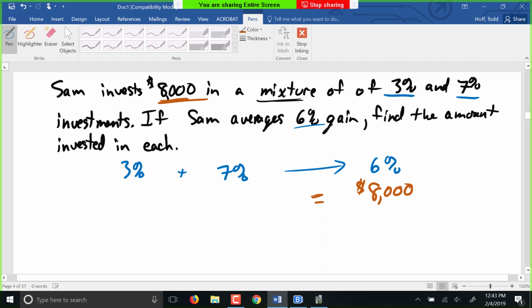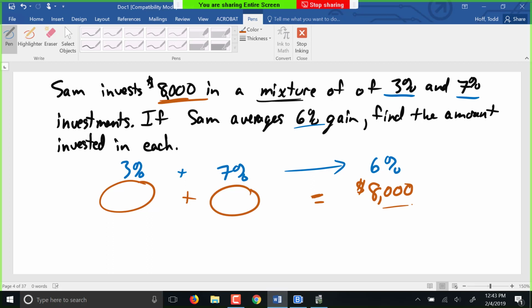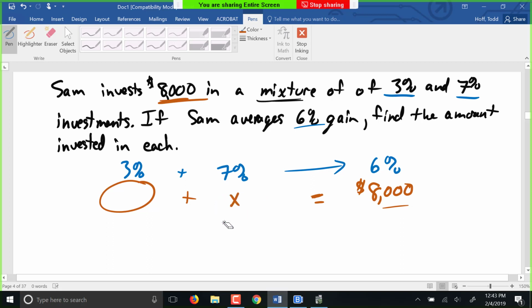But just like up above, the amount of one ingredient plus the amount of the other ingredient has to equal the total. Up above, we had x plus 120. Well, here we have to work backwards. Let's let one of these values be x. I'm going to let the amount of the 7% investment be x dollars. So the number of dollars in the 3% investment would be 8,000 minus x, the total minus x.